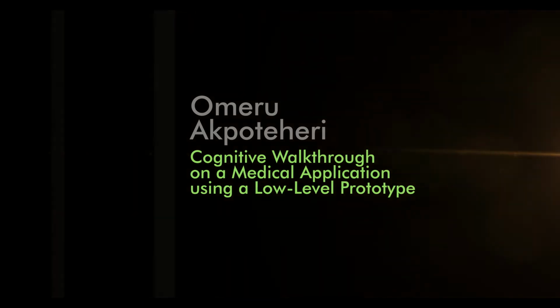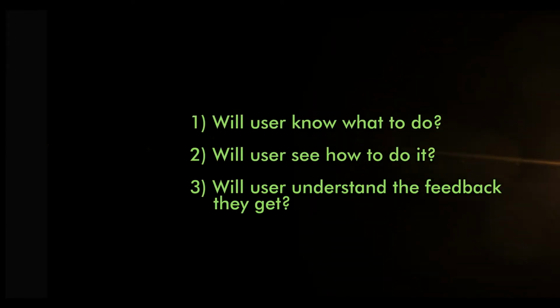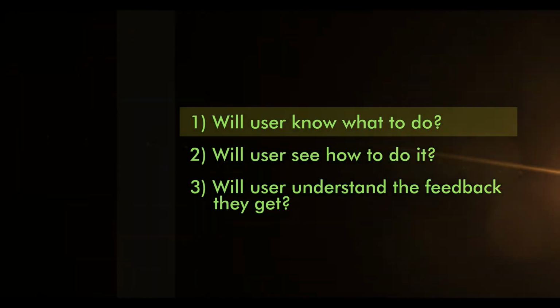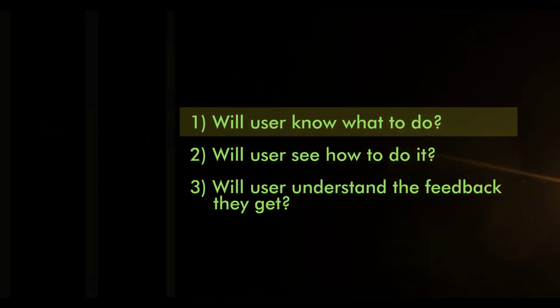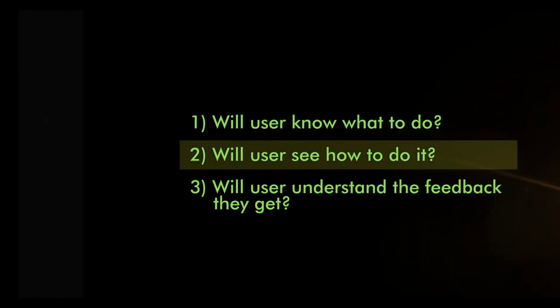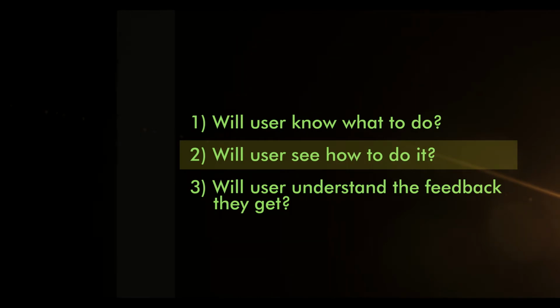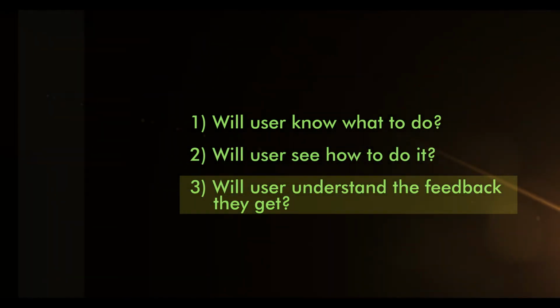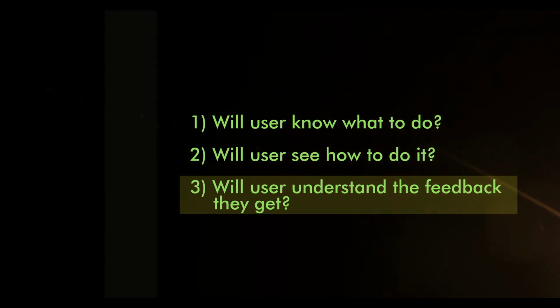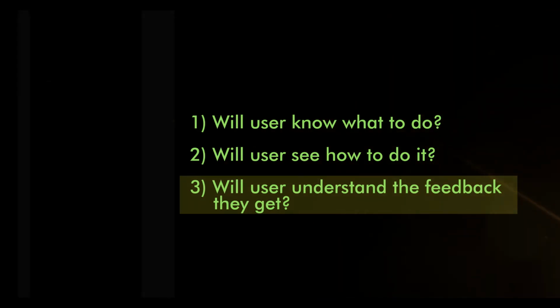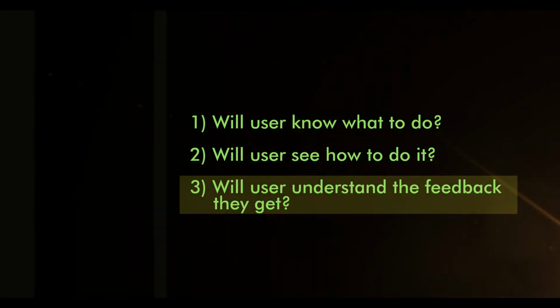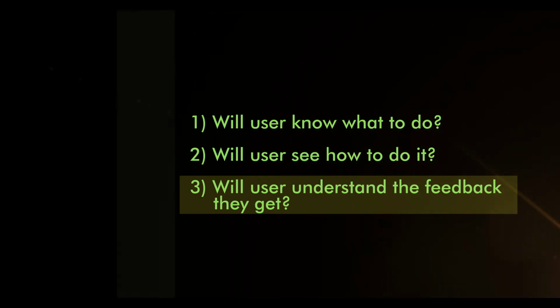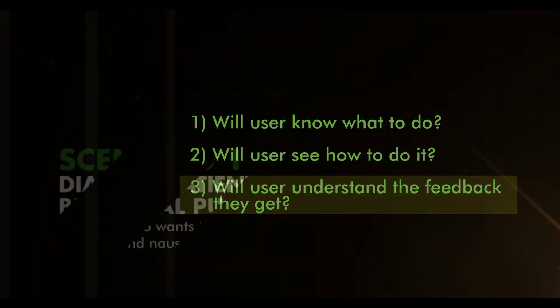And in doing this evaluation, we ask three questions. The first one is, will the user know what to do when they're on the system? Now, when they realize what they want to do, will they see how to do it? Now, when they've done it, will they get feedback to tell them, yes, what you've done was the right thing or the wrong thing? So I'll be looking at three scenarios and evaluating them in the following minutes. So let's jump right in.